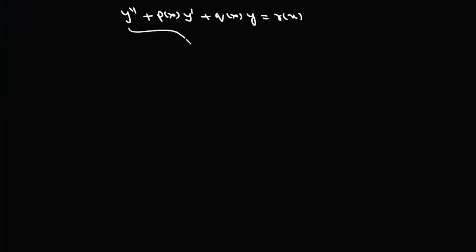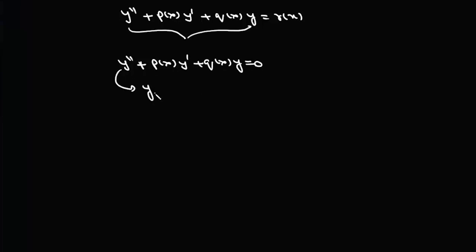we're going to find the solution of this part, considering this as a homogeneous equation. So we're going to take y'' + p(x)y' + q(x)y and put it equal to 0, and from this we'll get a solution which we call yh.